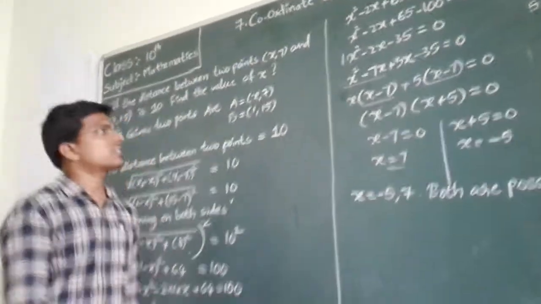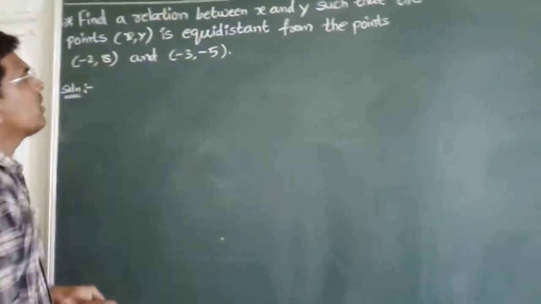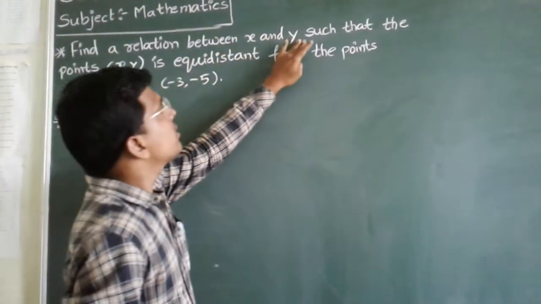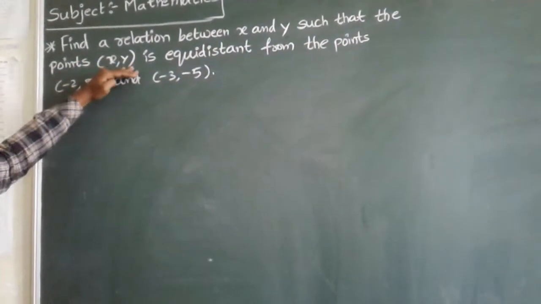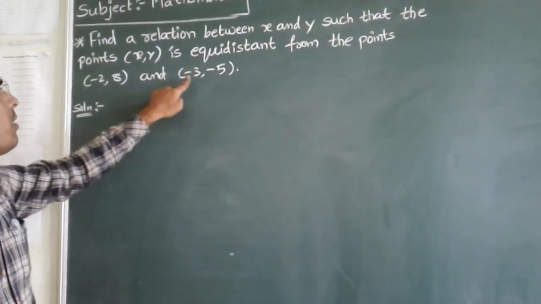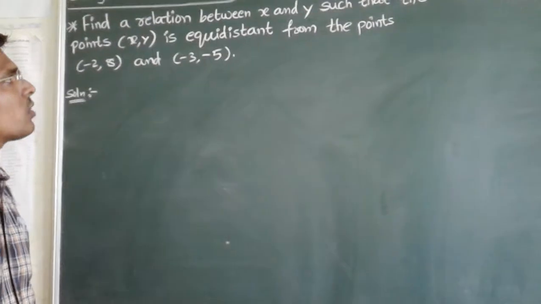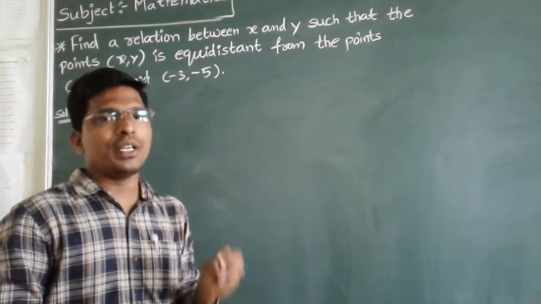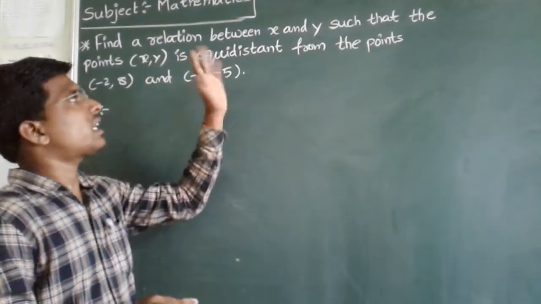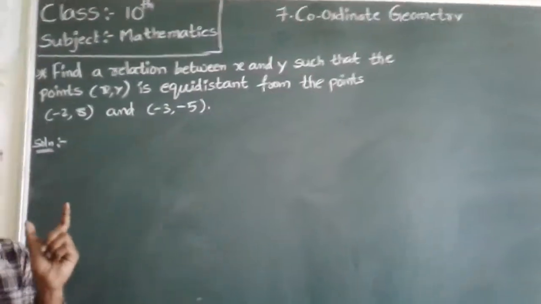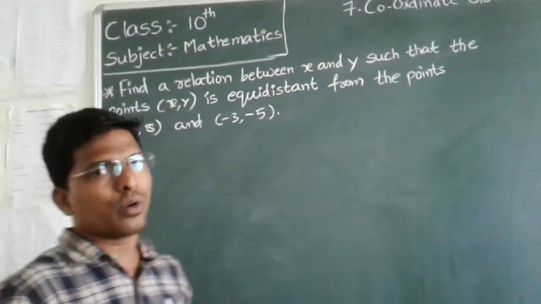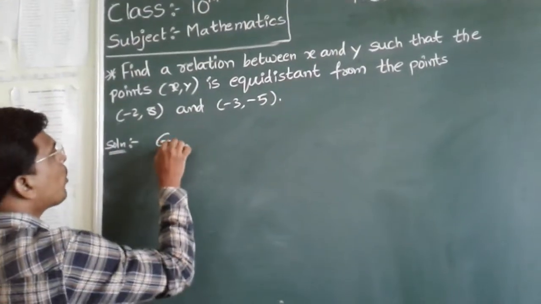Okay. Next we will discuss the third question. Find a relation between x and y such that the point (x, y) is equidistant from the points (-2, 8) and (-3, -5). So here he is not asking for the individual values of x and y. He is asking for the relation between x and y. So here we have to find an equation which involves the variables x and y only. Okay. So given 2 points.